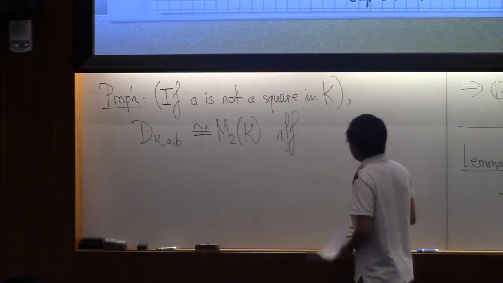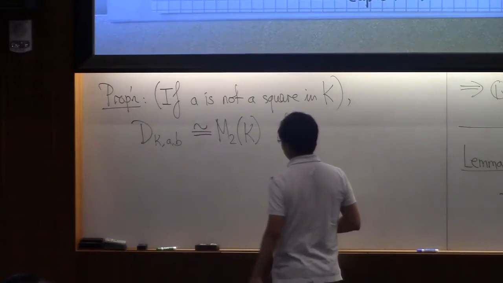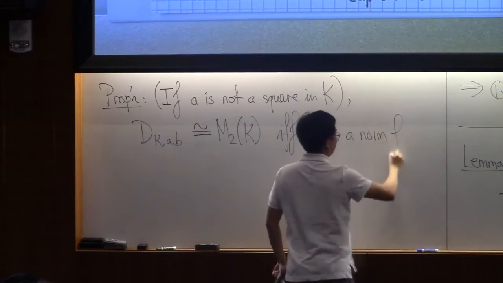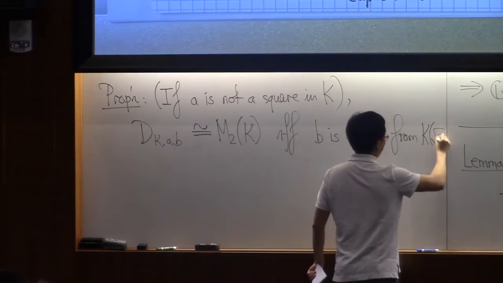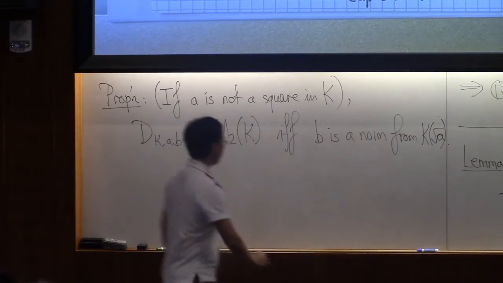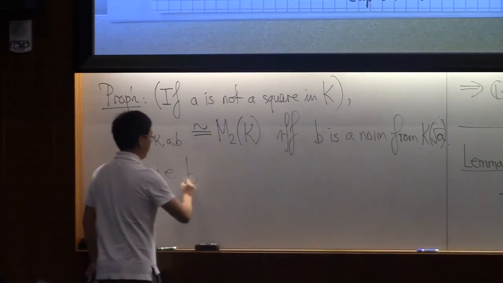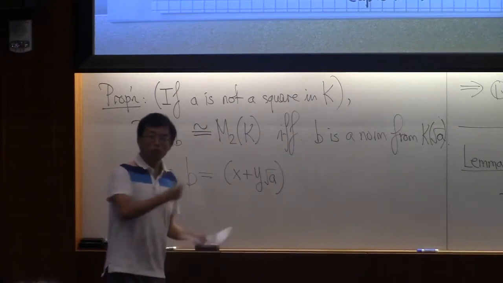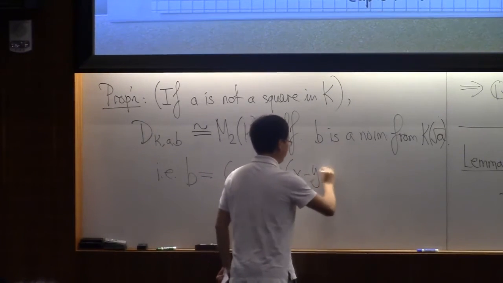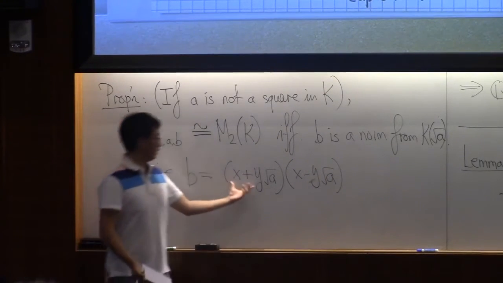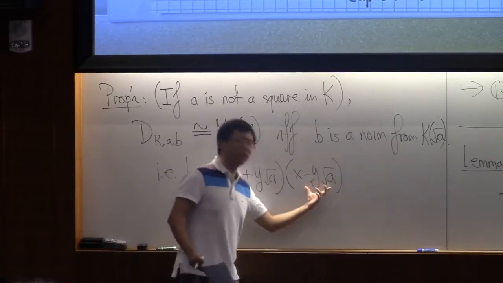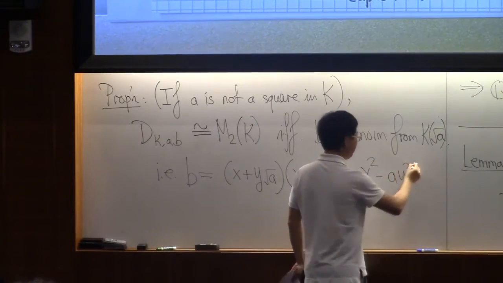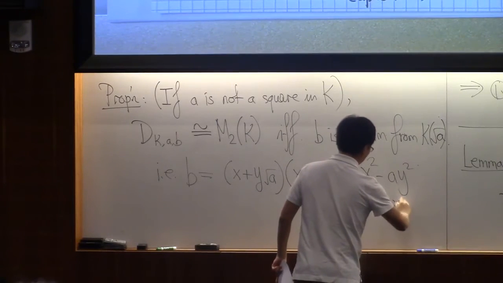So, if A is not a square in the field K, this quaternion algebra is the same as the matrix algebra if and only if B is a norm from K adjoin root of A. I.e., B is a norm of an element X plus, say, Y root of A. Taking the norm, you start with X plus Y root of A times X minus Y times root of A, or rather, you can just multiply it out, which equals X squared minus AY squared, for some X and Y in K.